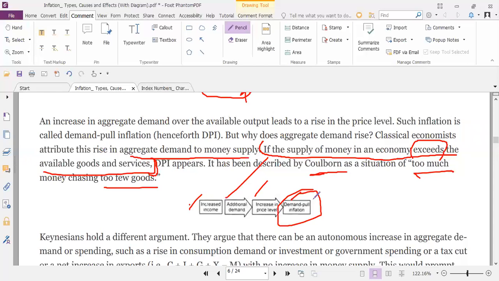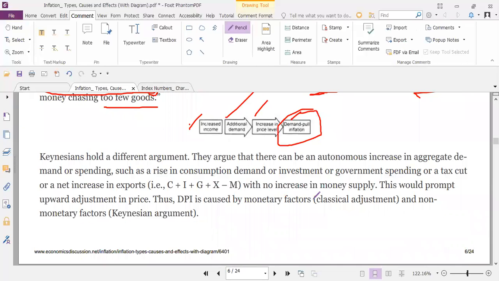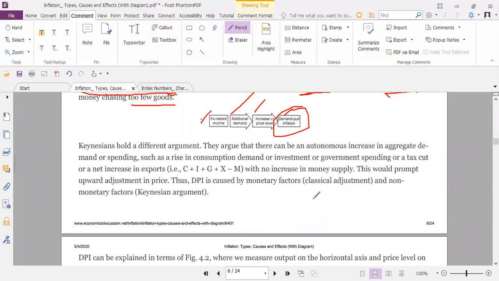Then you have Keynesians, who hold a different argument. They argue that there can be an autonomous increase in aggregate demand or spending. So the Keynesian view we are learning. Keynes is another very important economist in economics. He has given many theories in economics. So he is of the view that there can be an autonomous increase in aggregate demand or spending, such as a rise in consumption demand or investment or government spending or a tax cut or a net increase in exports with no increase in money supply.